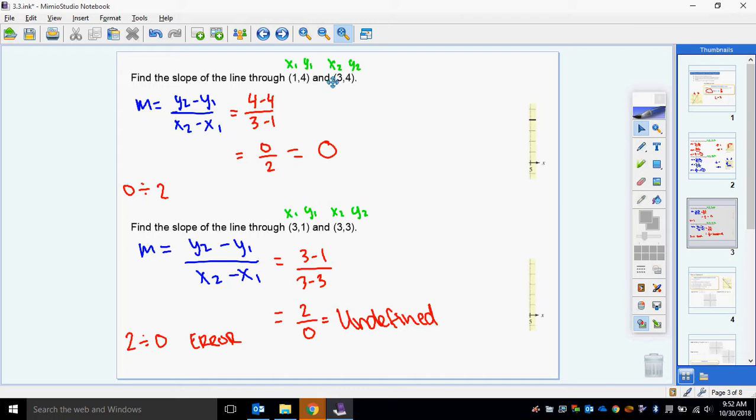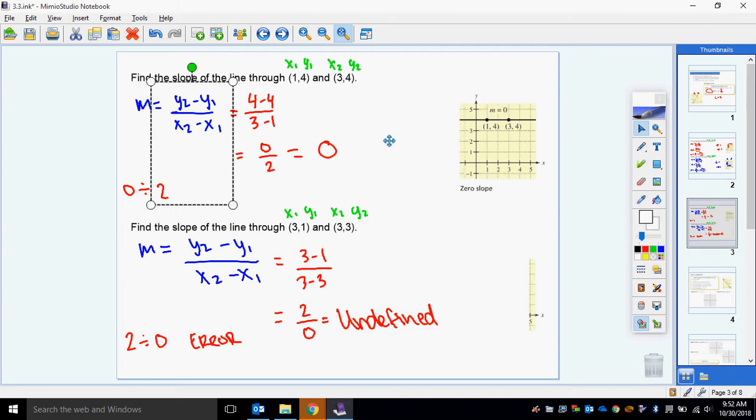Let's look at the graphs. If I were to plot the points (1, 4) and (3, 4), I'd have a horizontal line here, a straight line across. Okay, so the slope of a horizontal line is 0, right? There is 0 slope. It's not steep at all.